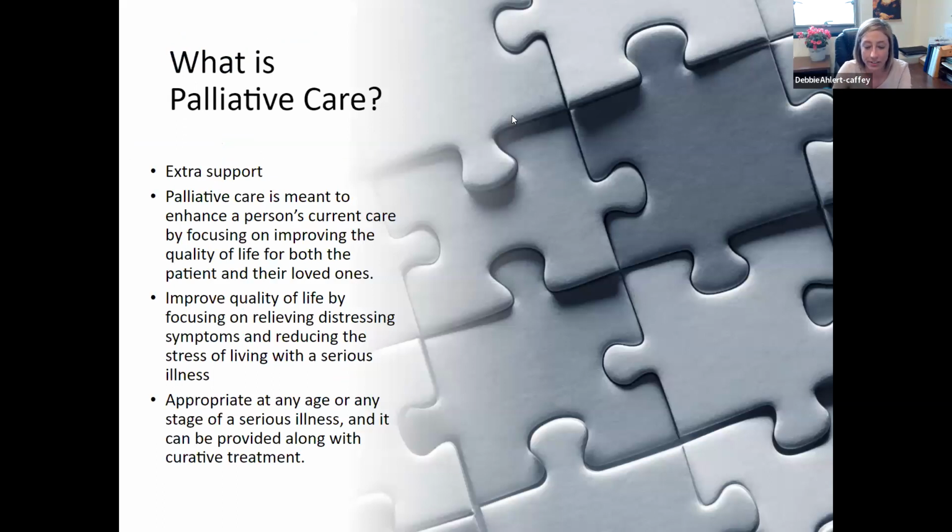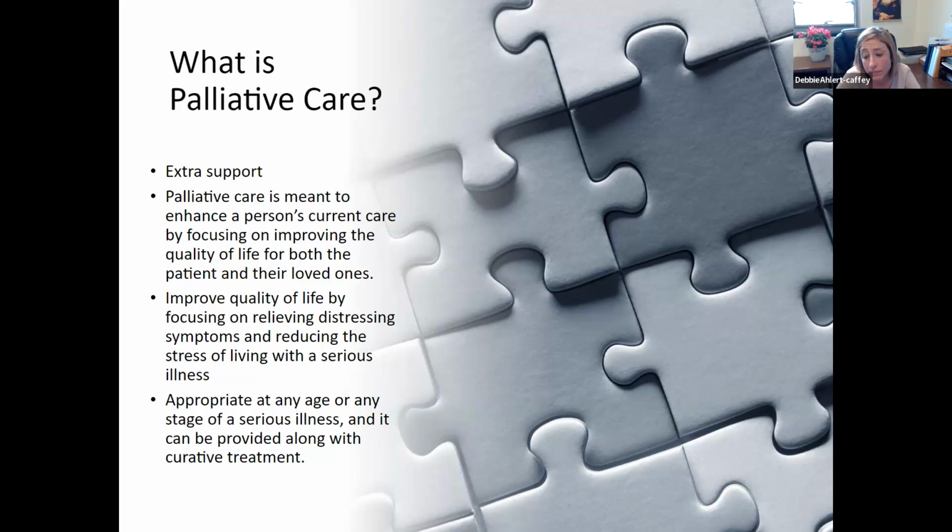What is palliative care? The number one question, and I'm sure you have that on your list today. It is another piece of your healthcare system, and it's specialized medical care for people living with serious illness. I know a lot of this is repetitive, but you'd be surprised at how many people, even in the medical field, don't quite understand what we do, and that's okay. That's why we do these talks and this education.